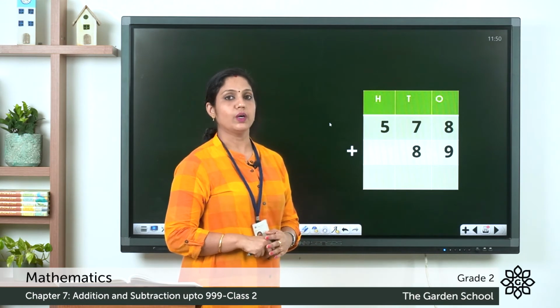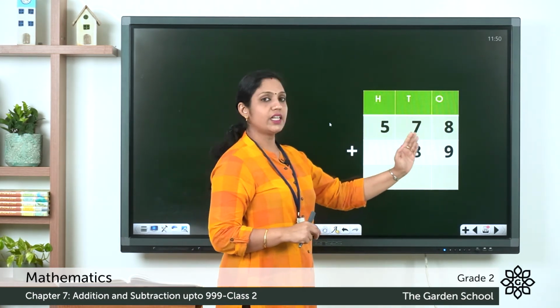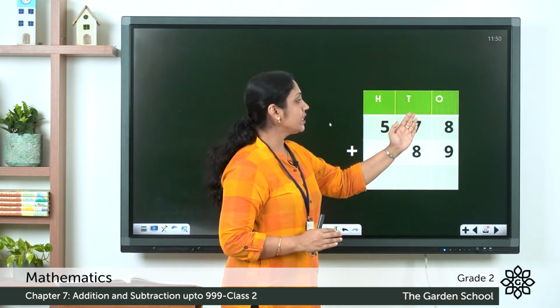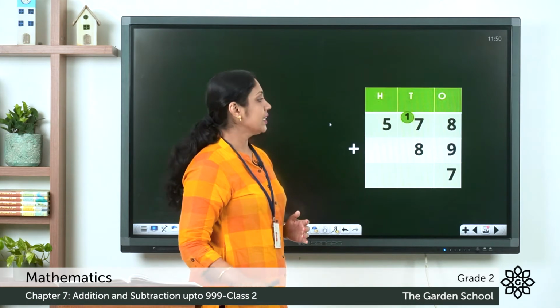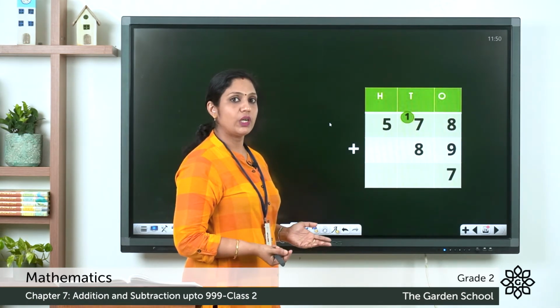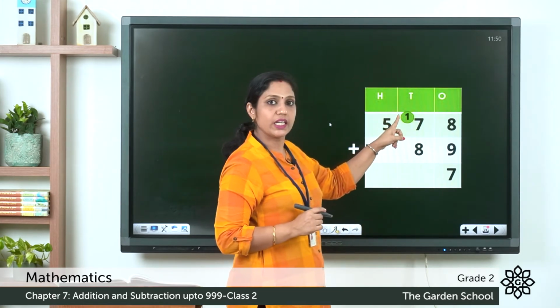Let's look at this number. We have 578 plus 89. So first we'll add 8 plus 9. How much is 8 plus 9? It is 17. So what we'll do? We write the 7 in the ones place, and 1 will carry over to the tens place.